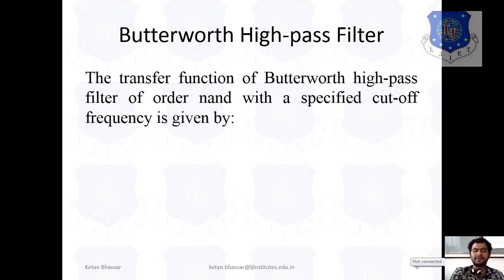Similarly, the Butterworth high pass filter. The transfer function of the Butterworth high pass filter of order n with a specific cutoff frequency is given by H(u,v) equals 1 minus e raised to D squared(u,v) divided by 2D0. D represents the distance between the content, and u and v represent a specific component of the data.